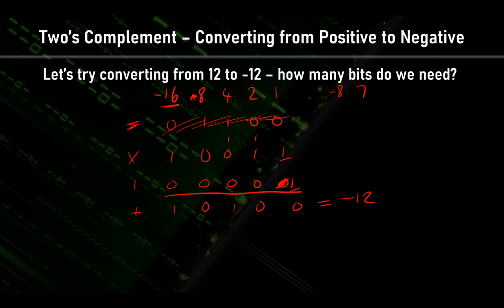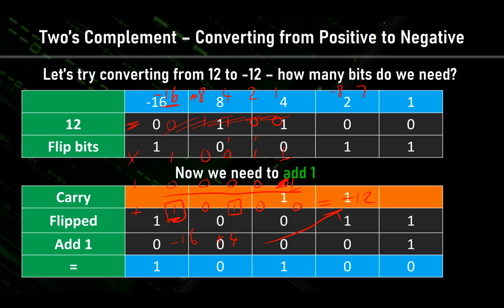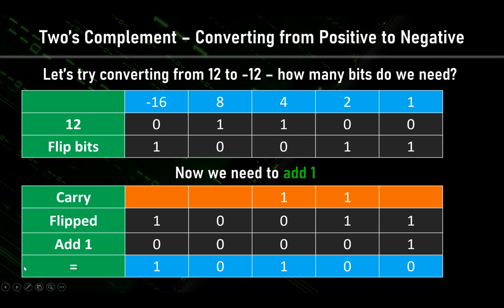If we check that, here we've got minus 16, that's this one, and then we've just got 4. So that's going to be correct: minus 16 plus 4 is equal to minus 12. Maybe I can just erase that. But this here shows basically what I've just done. So you can have a look through that again if it doesn't make sense.